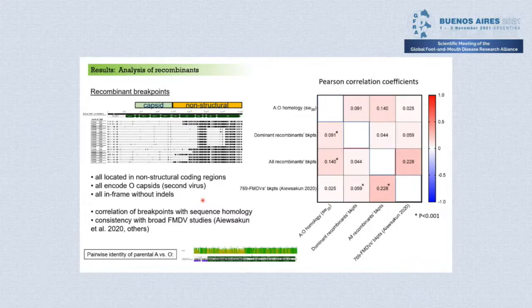And then we wanted to also correlate the breakpoints with sequence homology between A and O to see if that was important. And then also with broader field studies, studies that looked at lots of other FMDVs, to see where they recombined. And we found positive correlations in both of those cases, especially when we included all the recombinants, the dominant and the minorities, in relation to looking at all FMDVs that have recombined historically, I guess.